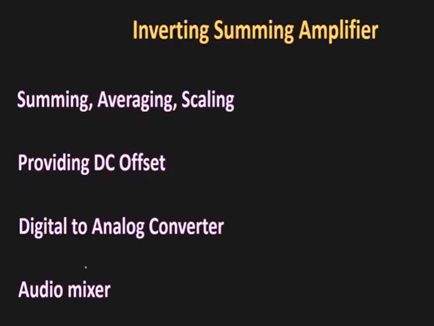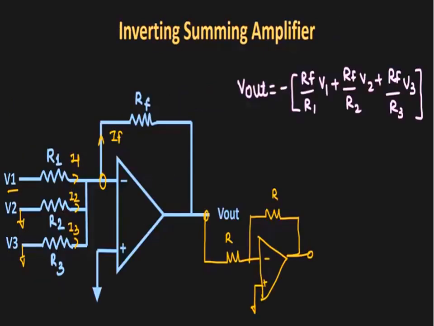And with this one, again I can convert analog to digital. And for an audio mixer also we use the same configuration. The main property of this inverting summing amplifier is that it can isolate the things. I can give this output as an input for some other circuit. That is nothing but isolation. We can provide the isolation here.